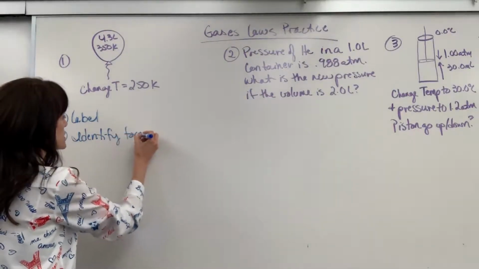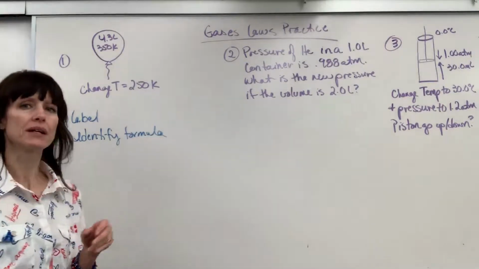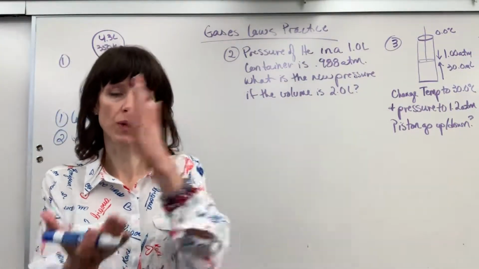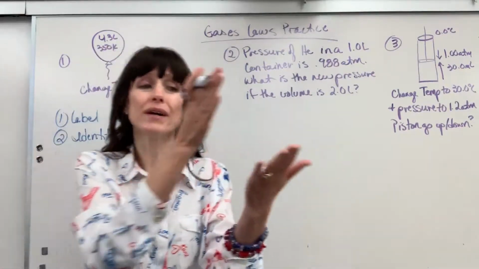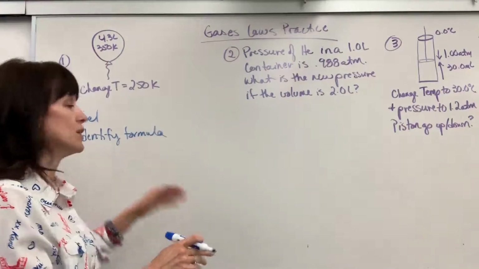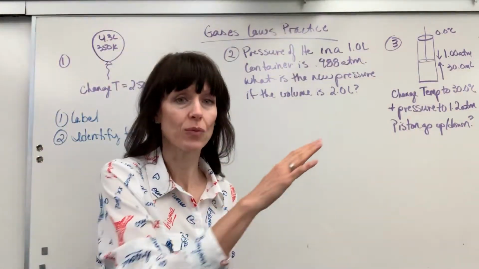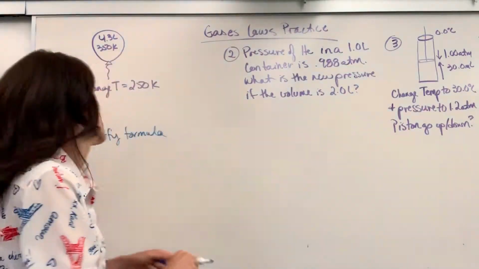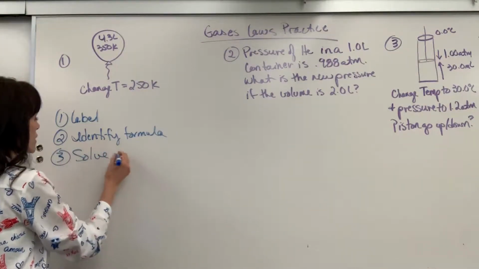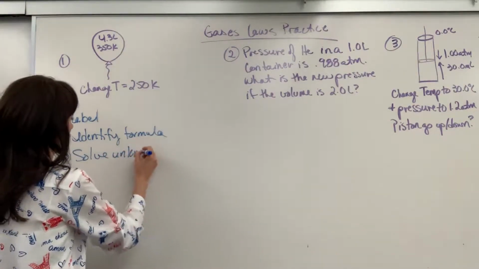Now, what's important in labeling is writing down not only what they give you, but what they want. And so that allows you to see where you begin, what they give you, and where you're supposed to end, what they want. And from that, you can find the formula to get from where you are to where you want to be. Number three, strongly recommend solve for the unknown variable.